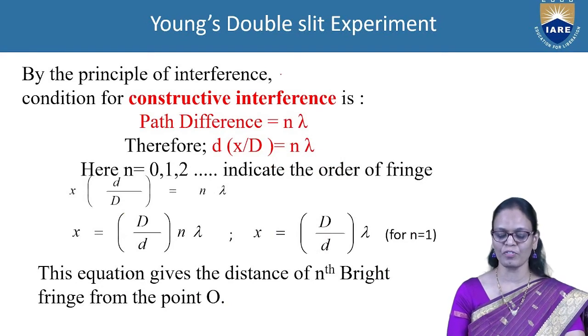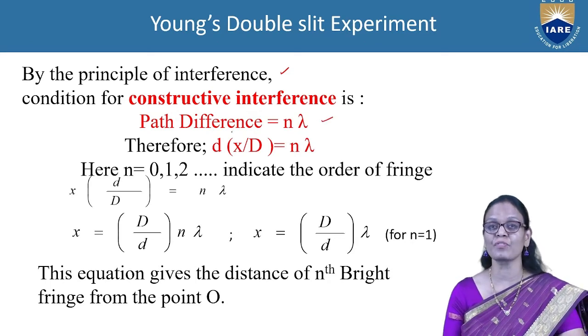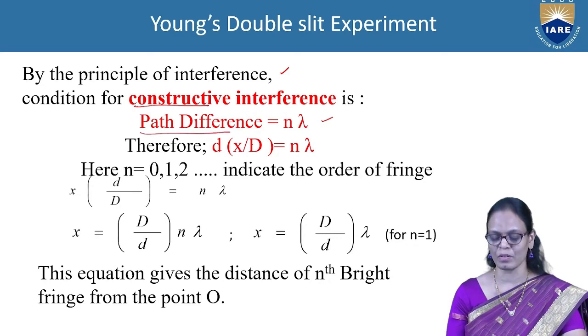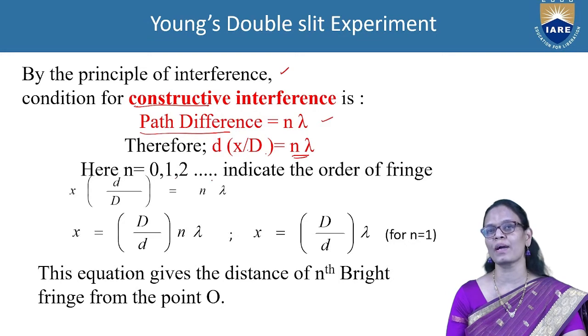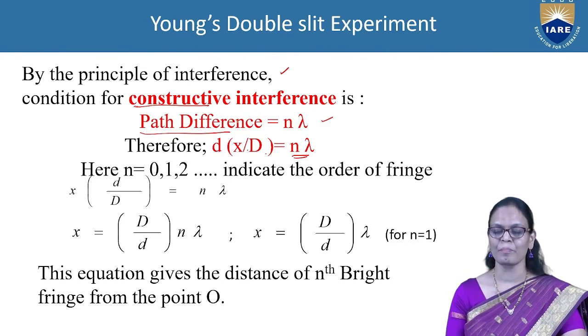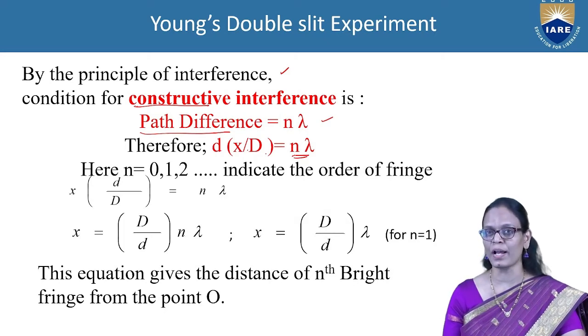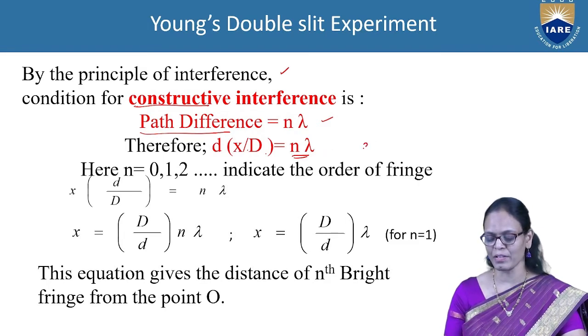Now by the principle of interference, the condition for constructive interference is that the path difference is equal to n lambda. What is the path difference we have got now? Small d into X upon capital D, that is equal to n lambda, where n can take the values 0, 1, 2 and so on. So if n is equal to 0, there is no path difference, and that represents the central bright fringe. And if n is equal to 1, then you have a path difference equal to lambda, then 2 lambda, 3 lambda and so on.